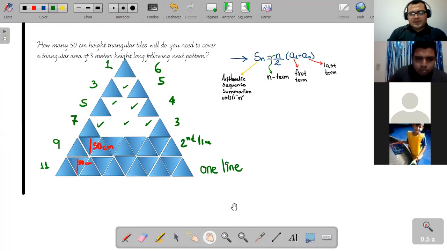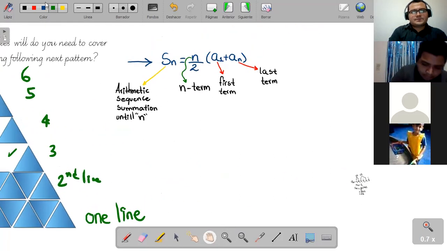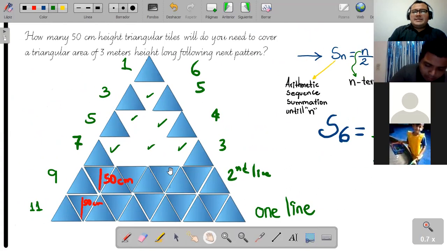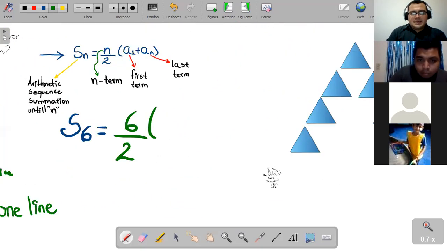So what do we need for the formula? To get the summation until 6, just to show you how this formula works. You will need to know, first of all, until what number you want to get. We already know that is 6. We're going to divide this by 2, and we're going to multiply it by the addition given by the first term and the sixth term. In this case, we have the first term 11 and the sixth term 1.